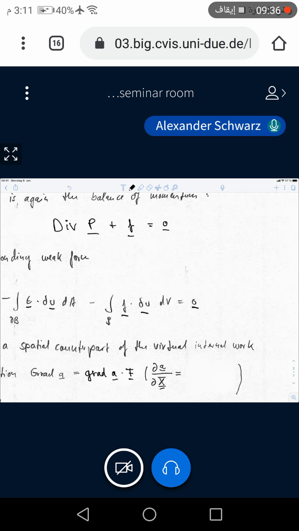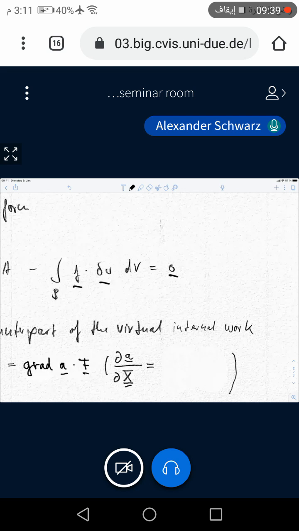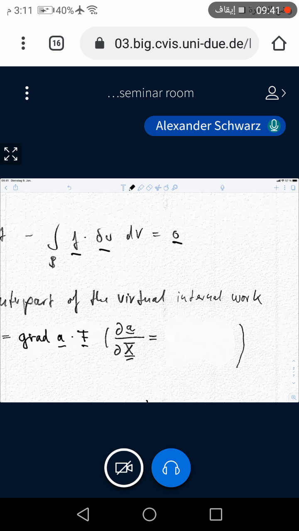I will go more slowly at this point. For example, here I have a vector A, and I make the derivative with respect to the large capital X. That means this is nothing else than the large Grad. To take a closer look, if I want to do this with respect to the current configuration, then I have to make a derivative with respect to the small x. Clear?